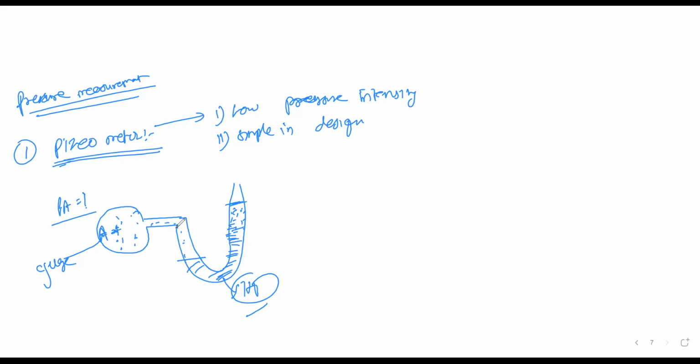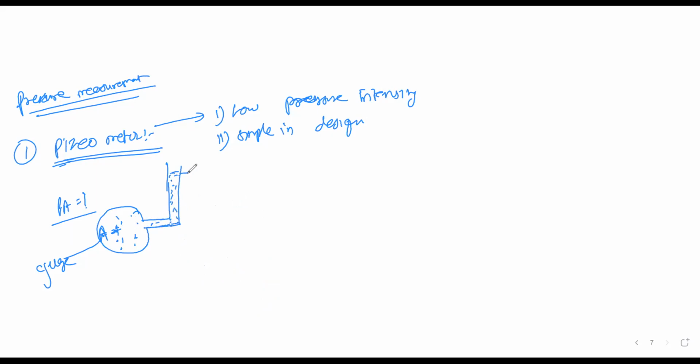So height, I'm assuming from here to here, there is an H. Okay, just a minute. This is not a piezometer, this is a U-tube manometer. The piezometer is like this, and there is a rise of liquid in the piezometer through the height H. Let us consider the height is H, and the density of that liquid is rho. And we need to measure the pressure at point A.